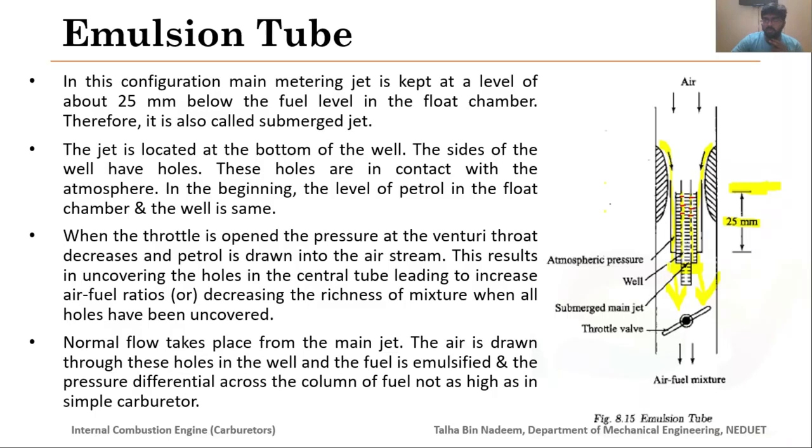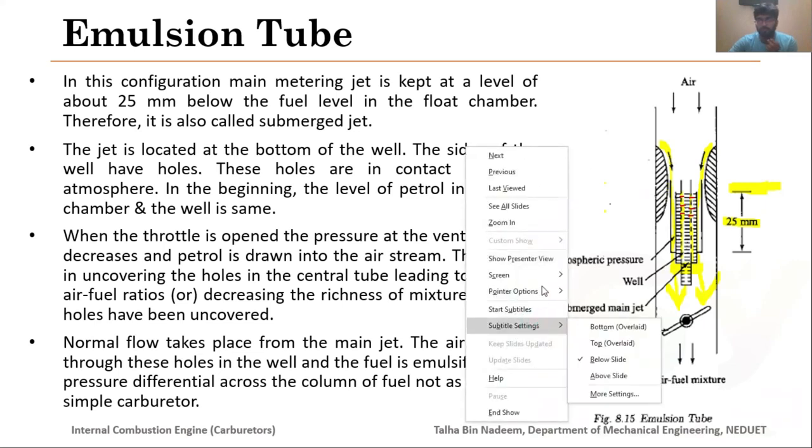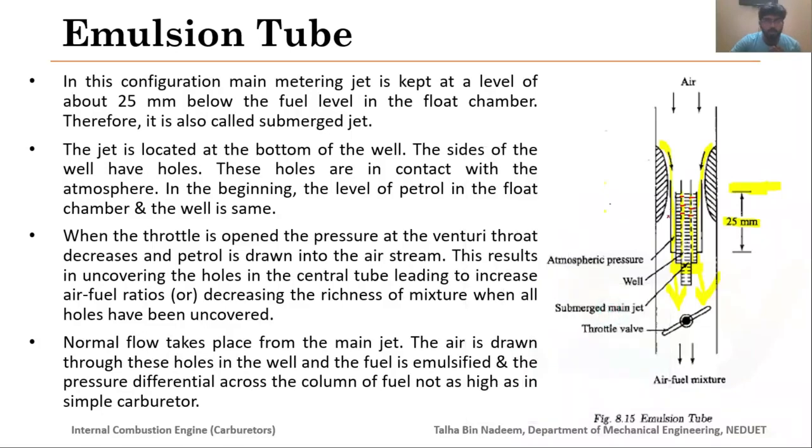As the fuel is taken away by the incoming air, the fuel level will start dropping, and as the fuel level drops, these holes will ultimately be uncovered. The air will now start moving through these uncovered holes into the main tube, where it will be mixed with the fuel, thus forming an air-fuel mixture, an emulsion sort of mixture.